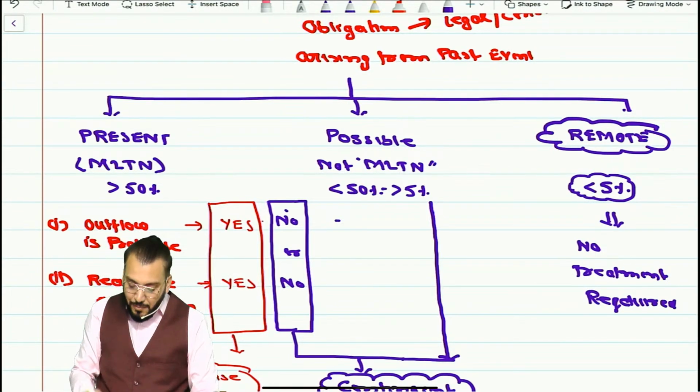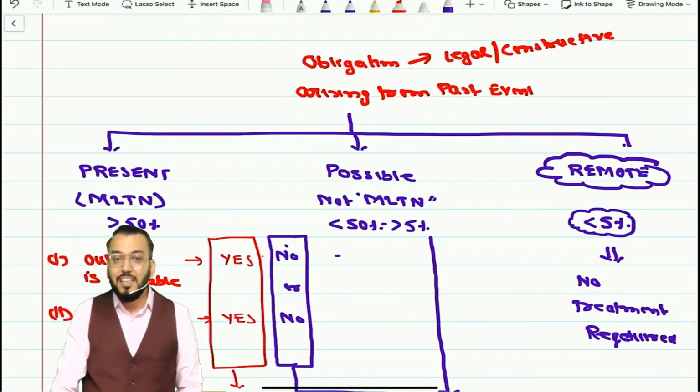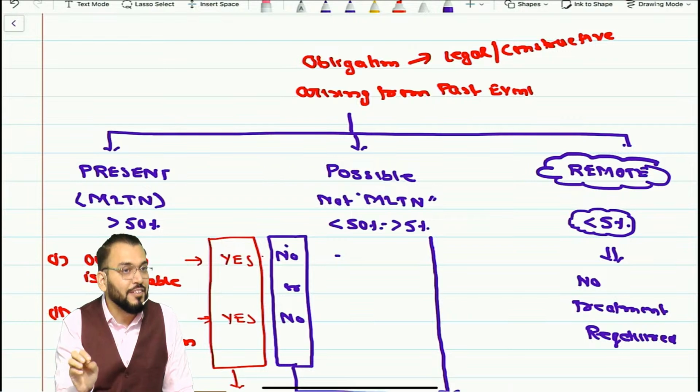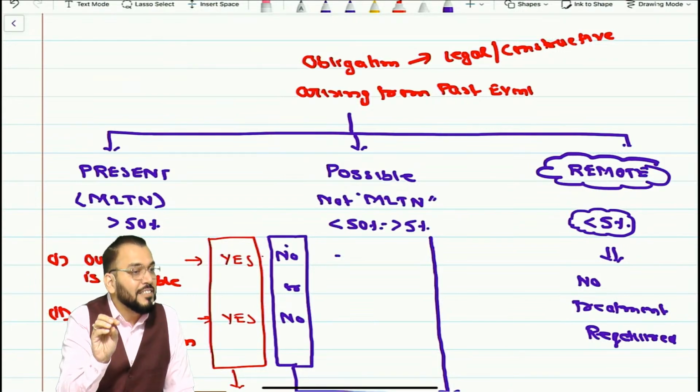Correct? Can we repeat once again? So the contingent liabilities are present obligations arising from a past event which cannot be recognized. Why?